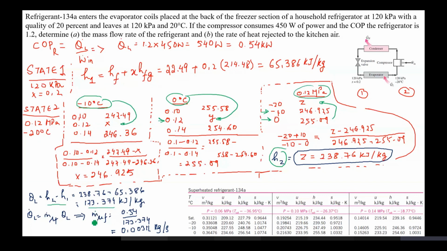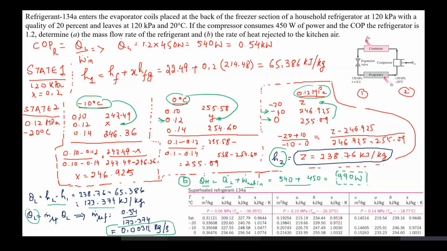You divide this QL by the Q dot L, and that gives you the mass flow rate as 0.00311 kg per second. Clear enough? Yes sir. All right. Then you have the second part, where you have to find the rate of heat rejected to the kitchen air. That is simple enough. You apply the energy balance: Q dot H is equal to Q dot L plus net work in, and you add the two values. This gives you 990 watts. I hope it is clear to you.